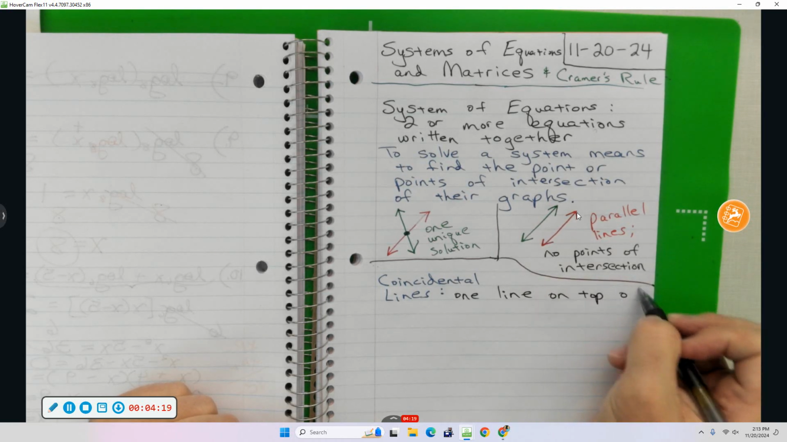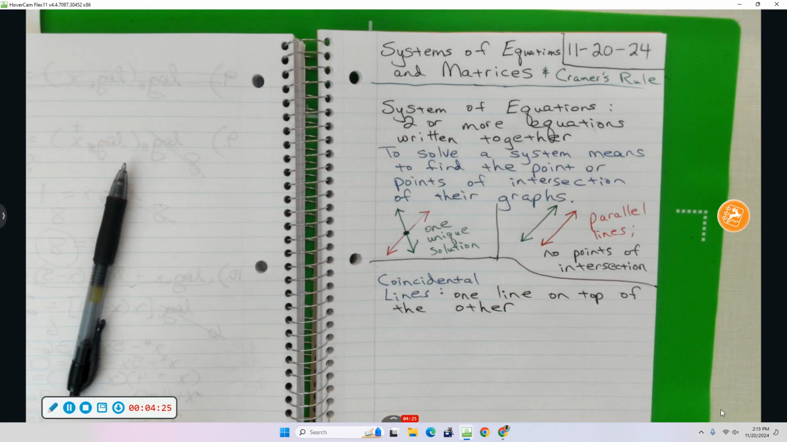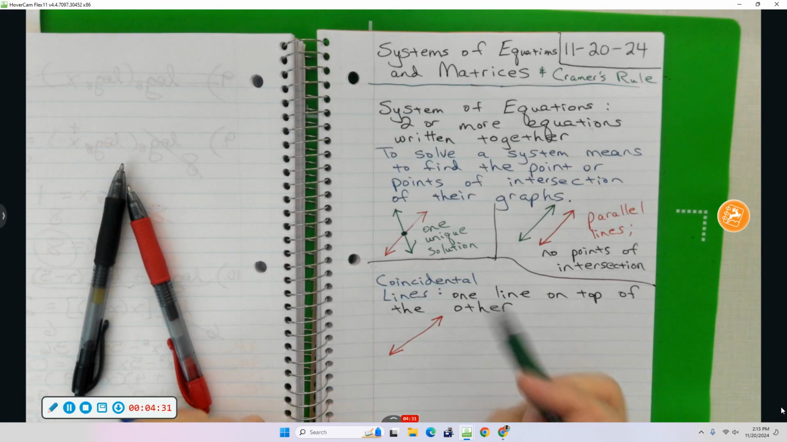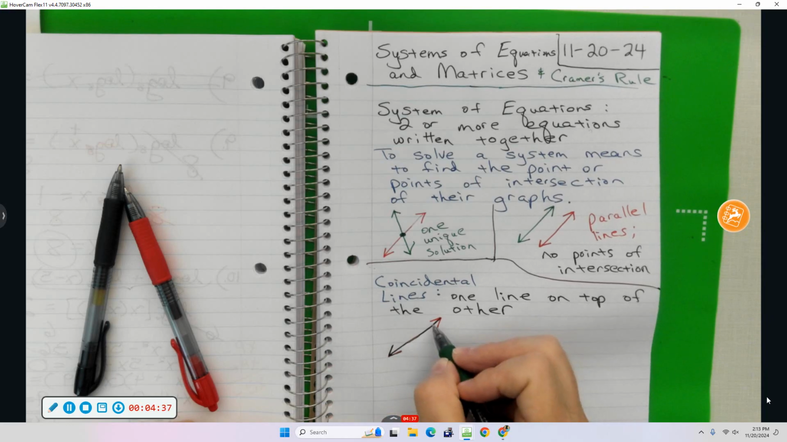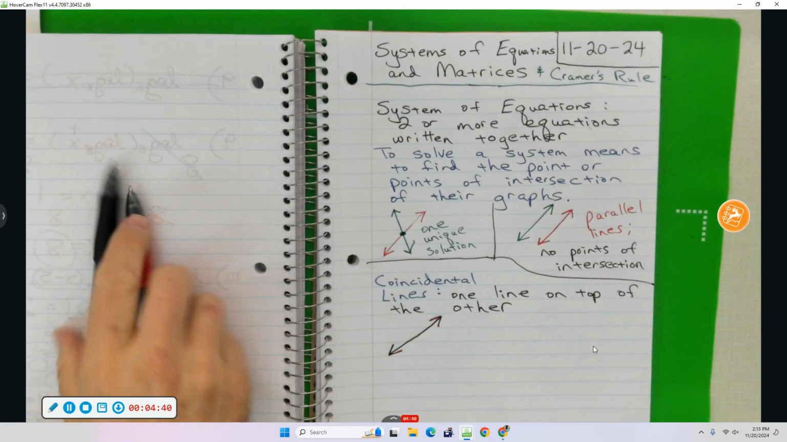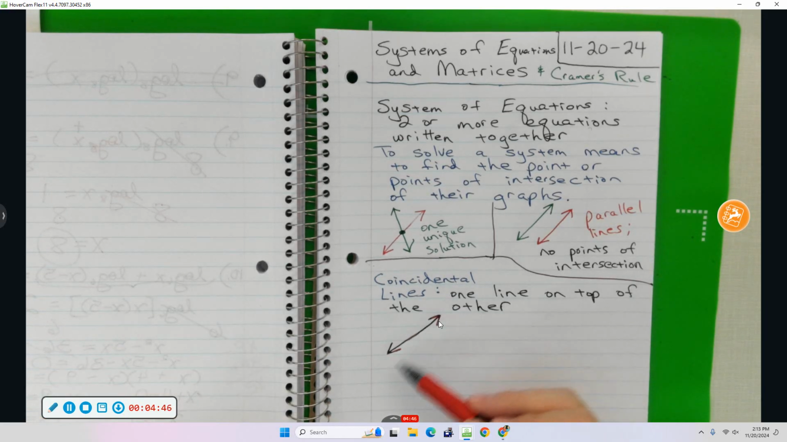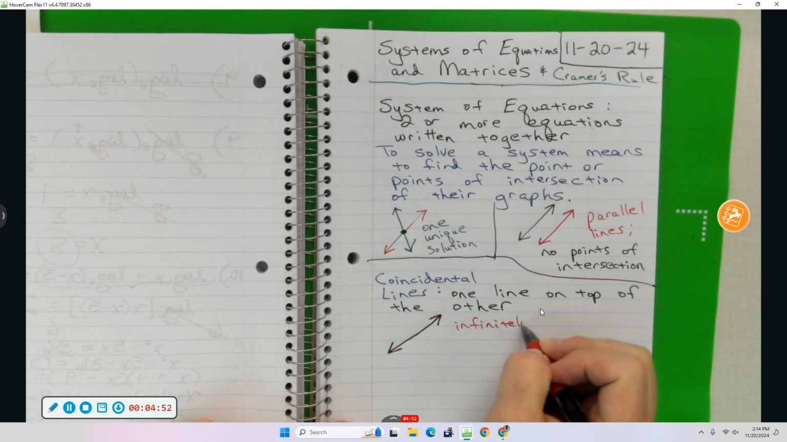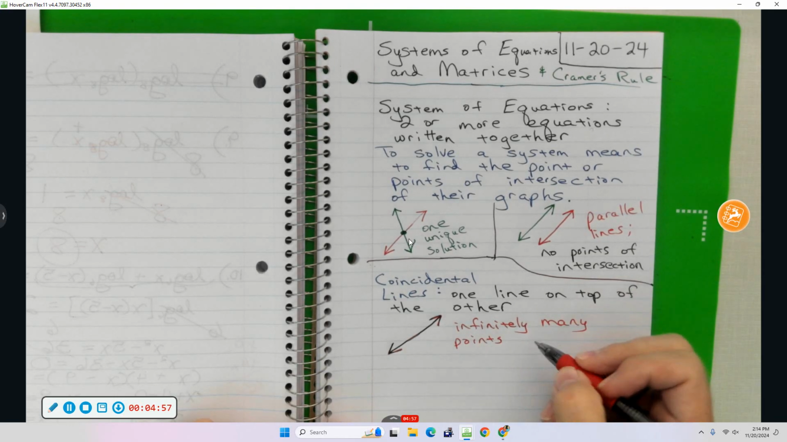Sticking with the red and green, if you had the red line right on top of the green line, how many points do they have in common? Every one of them, right? So there are infinitely many points of intersection. The interesting cases, and we'll see this with the word problems, of course, are where there's just one solution.